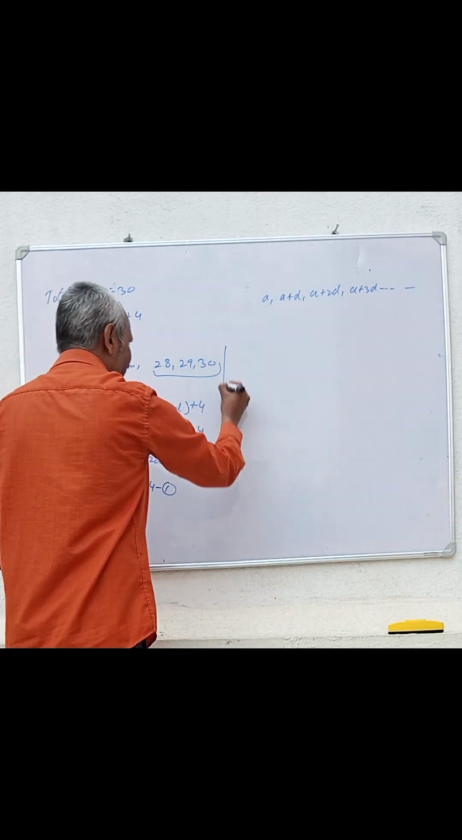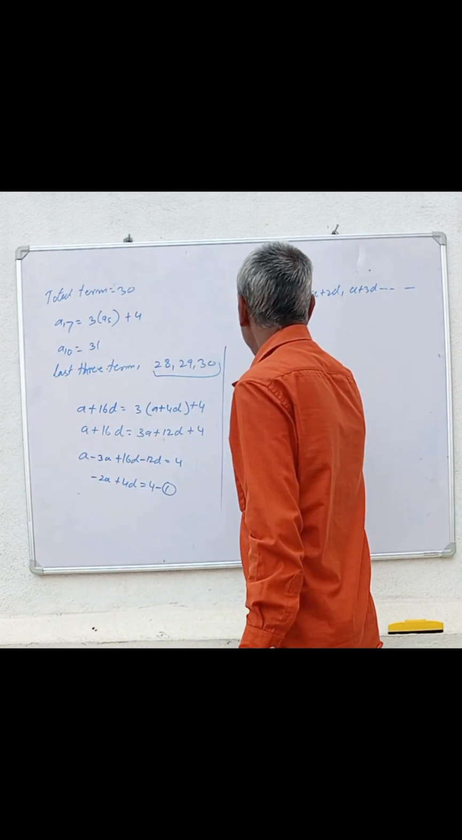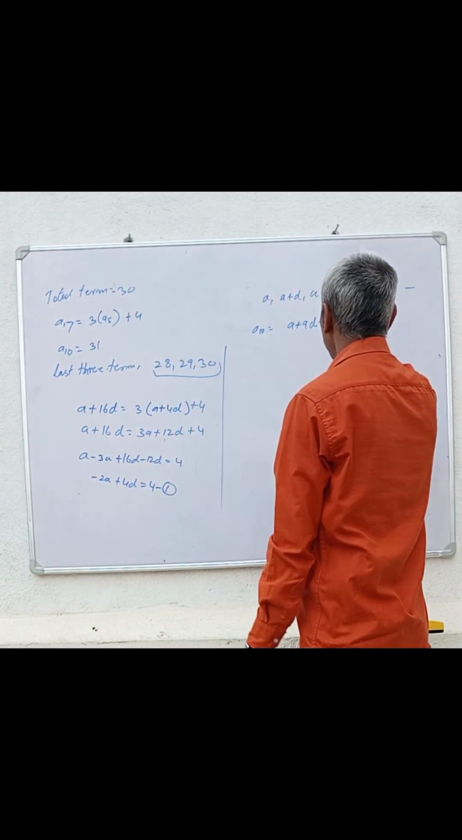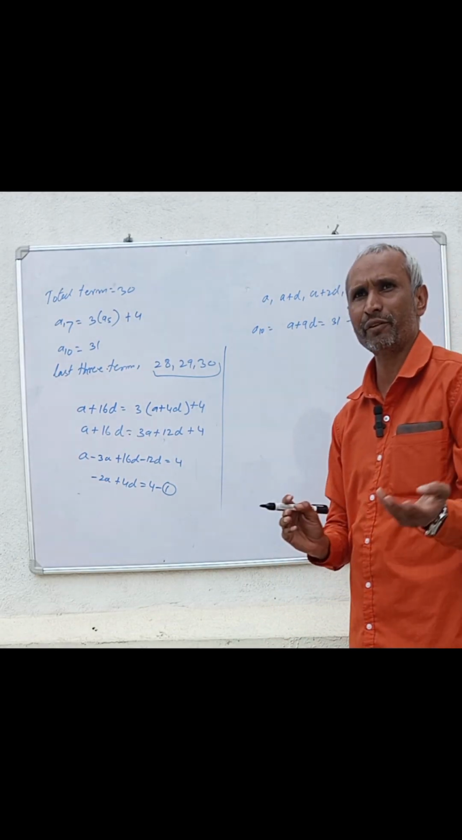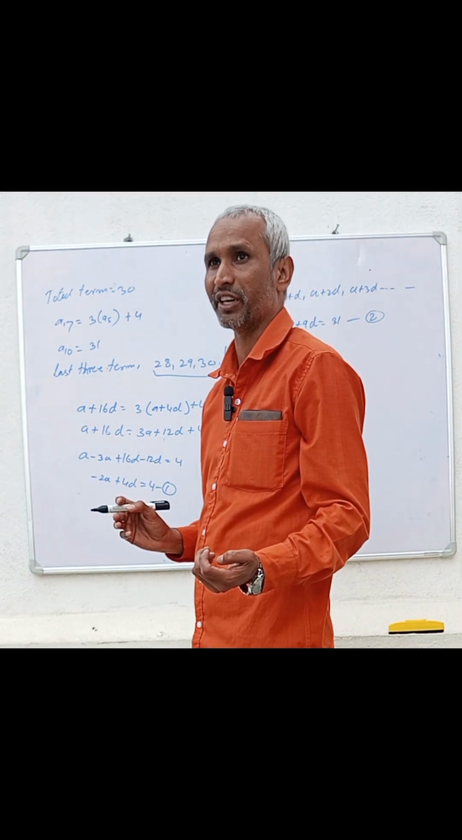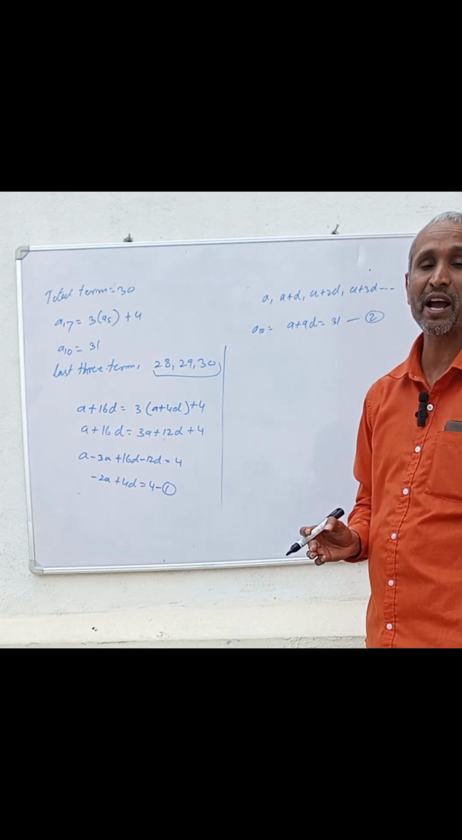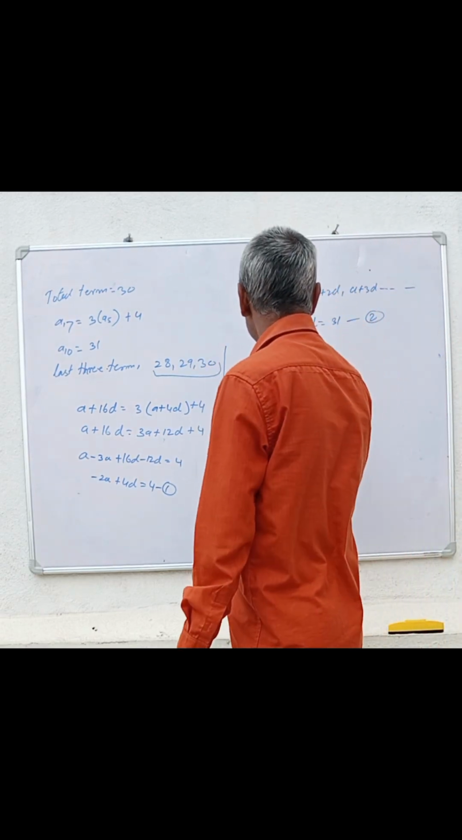Next we are going to solve another one. This is given A10. A10 we can write as A plus 9D, is equal to, how much is given? 31. It is equation number 2. Now we got the 2 equations, linear equations in 2 variables. Already you know, I hope. If you don't know how to solve it, please refer to the previous videos in the playlist and you will be comfortable learning it.